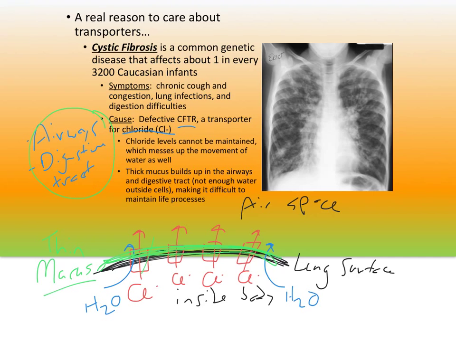Now, if you have cystic fibrosis, then these chloride transporters don't work. So we don't move chloride out. And if we don't move chloride out, then we also don't move water out. And what we end up with is a really thick and nasty layer of mucus.